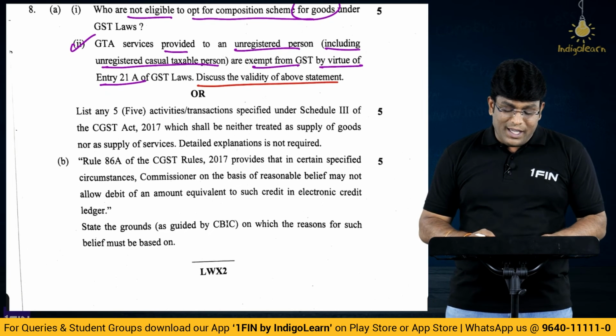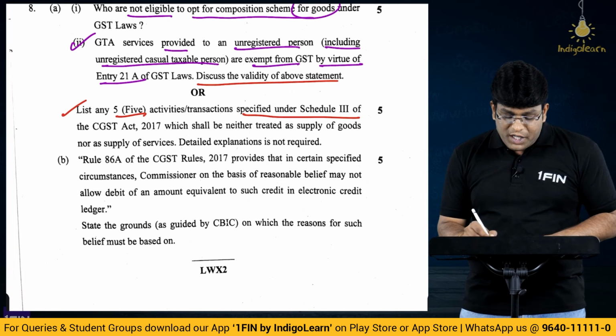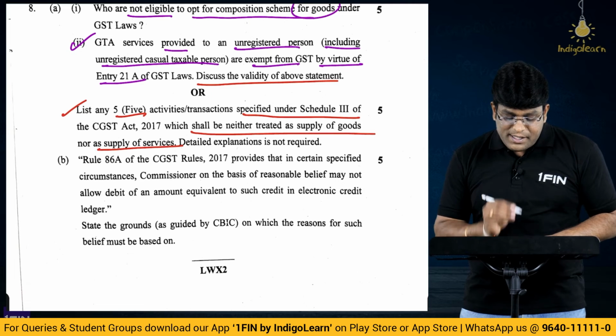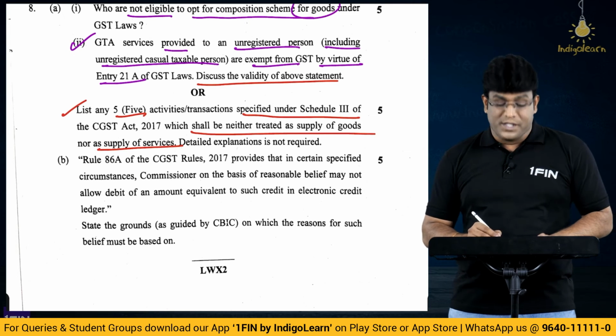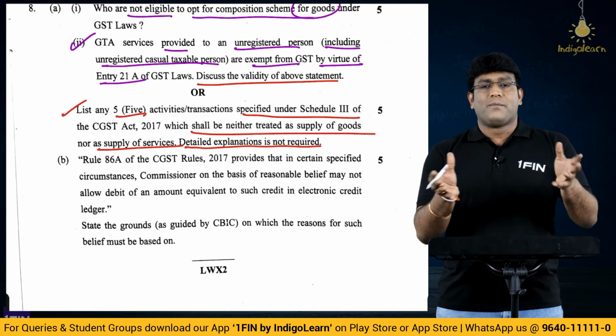On the second option, what they gave is, list any 5 cases. This was very, very easy. Specified under Schedule 3, which are neither regarded as supply of goods nor regarded as supply of service. And moreover they told detailed explanation is not required. What are the points we have?